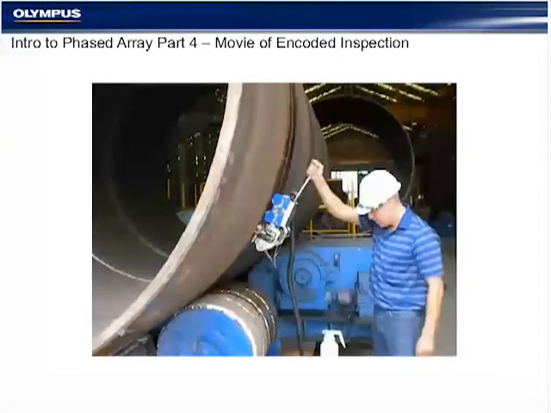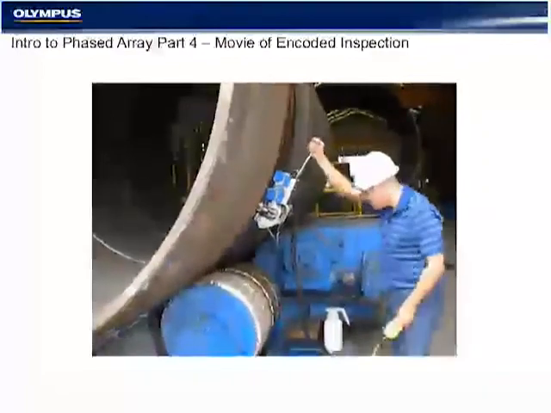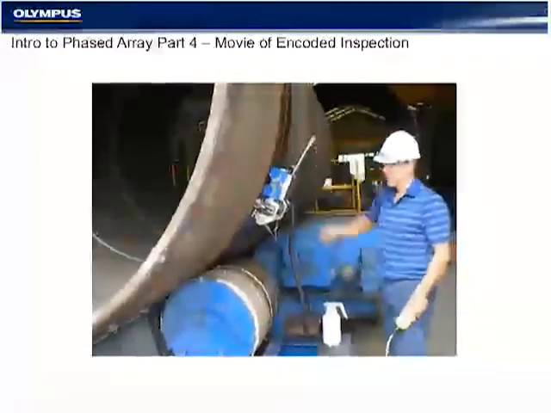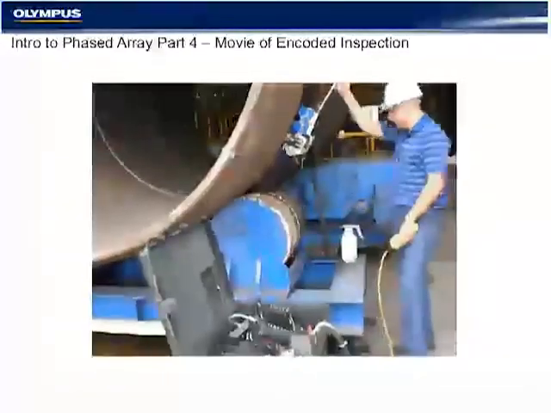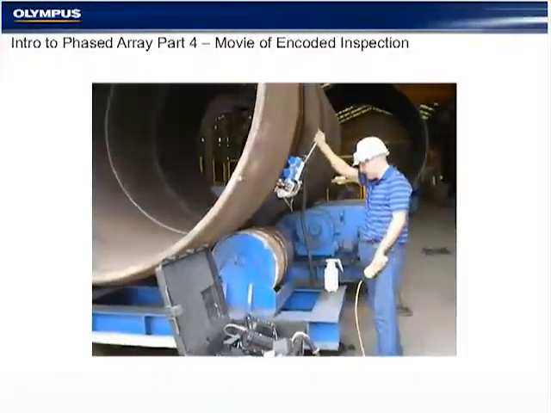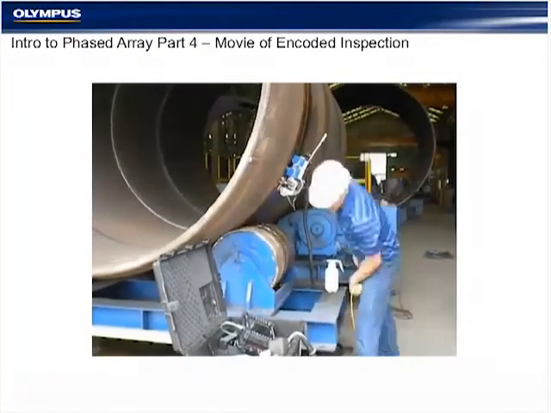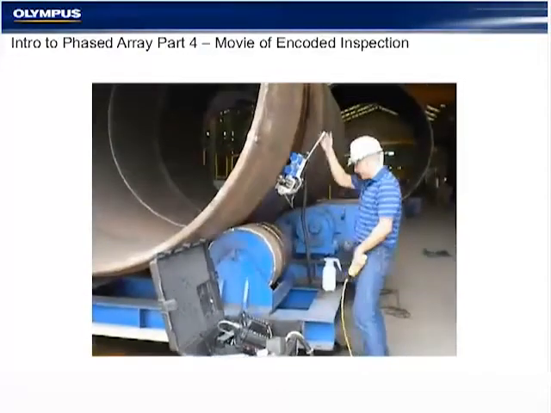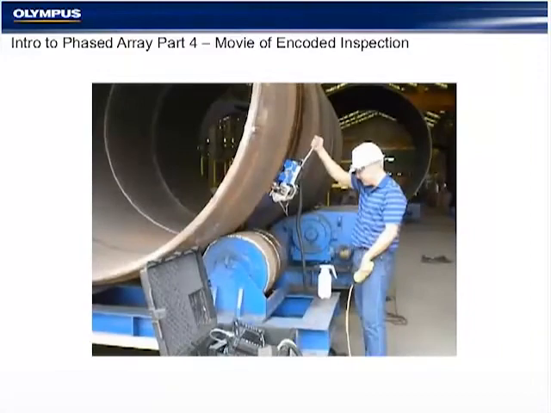So in the movie, you're going to see a very typical acquisition of about a 12-meter vessel. This inspection is typical of windmill towers and vessel inspections. In this example, it's about a 30 millimeter thick vessel, and we're performing phased array and TOFD inspection at about 50 to 100 millimeters per second, the maximum scan speed of the rollers.